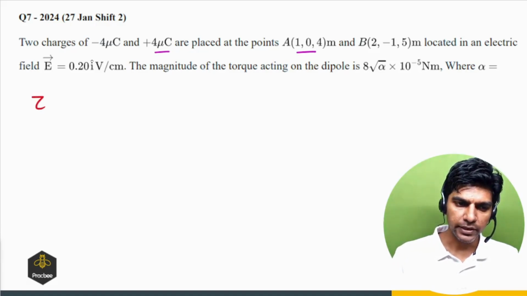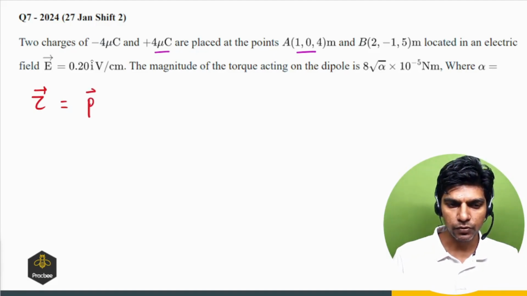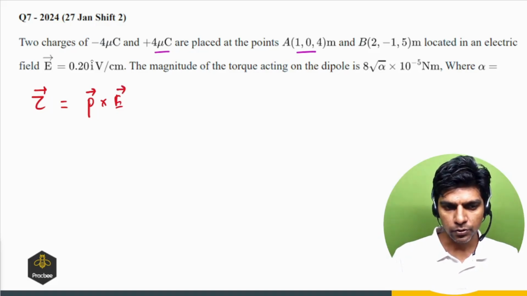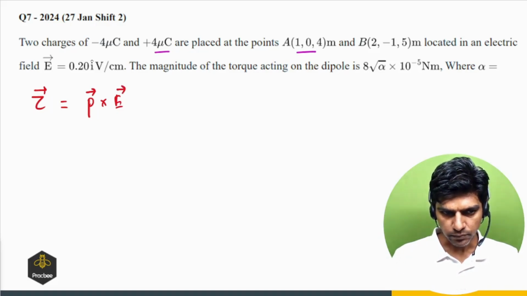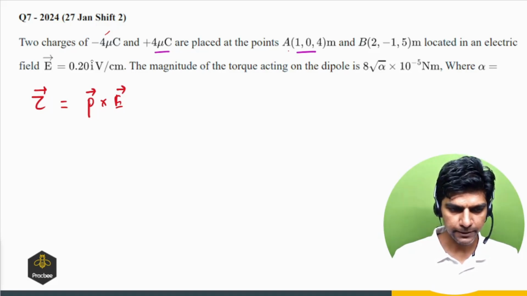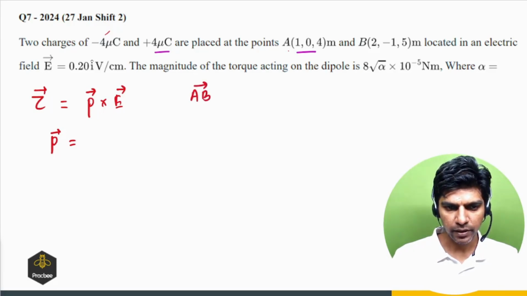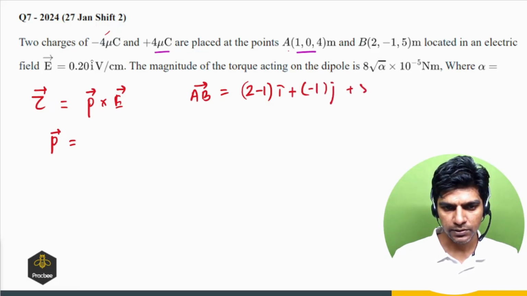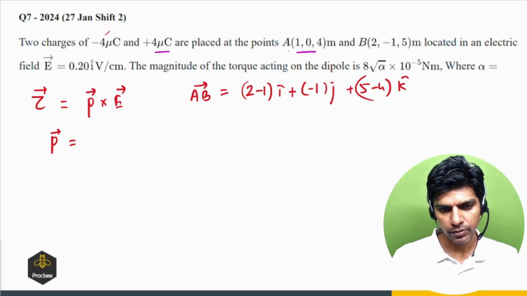So we know what is the torque, right? So torque experienced by the dipole in an external uniform field is P cross E. So we need to find what is P vector. Electric field is given to us, and the negative charge is placed at A and the positive is at B. So we can say the electric dipole moment will be, first let us find AB vector, right? AB vector is (2 minus 1) i cap plus (minus 1) j cap plus (5 minus 4) k cap. So this will be i cap minus j cap plus k cap.